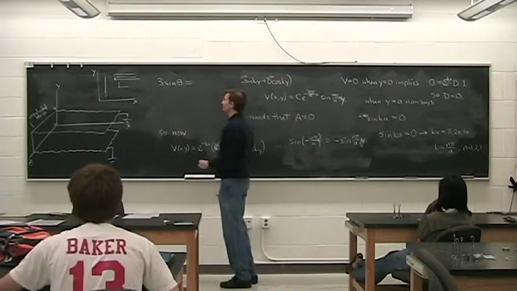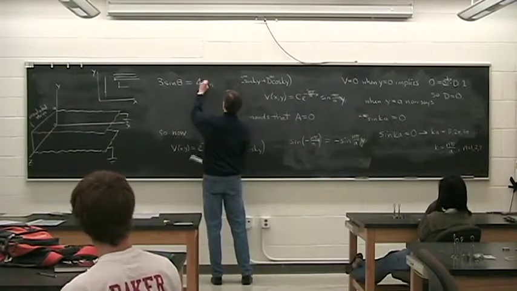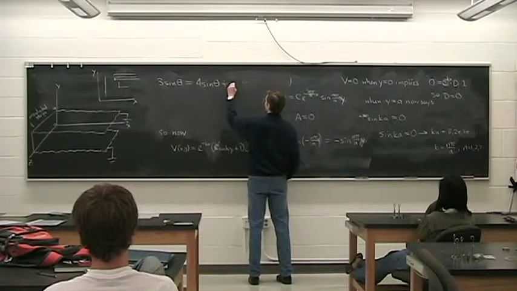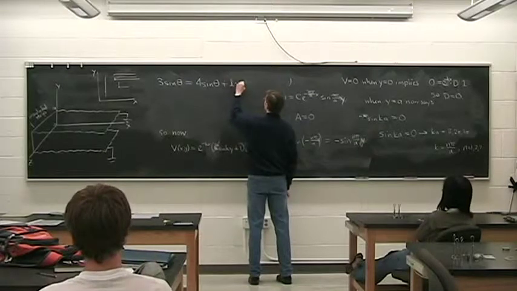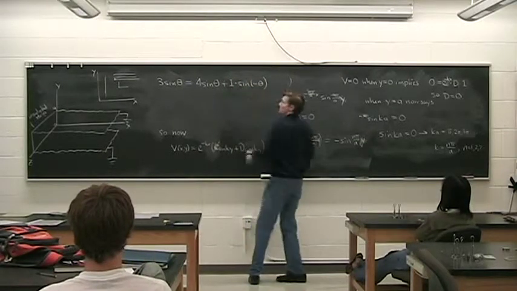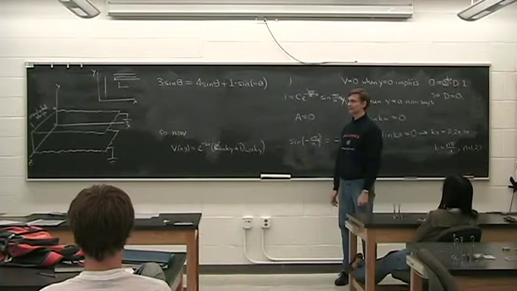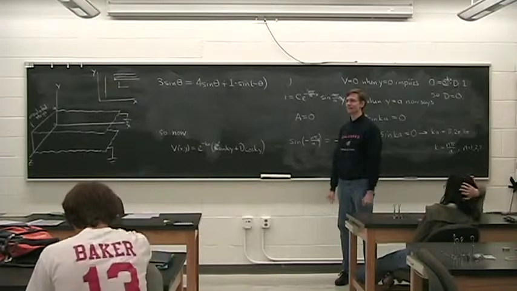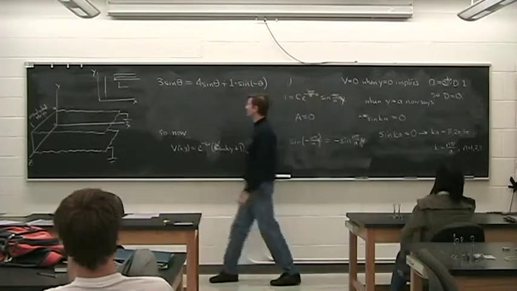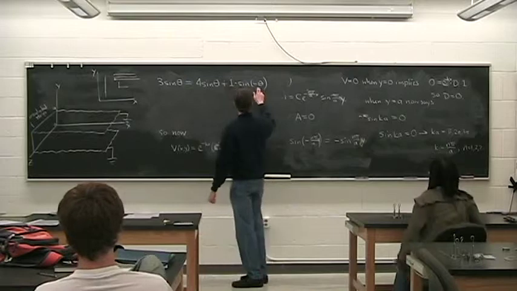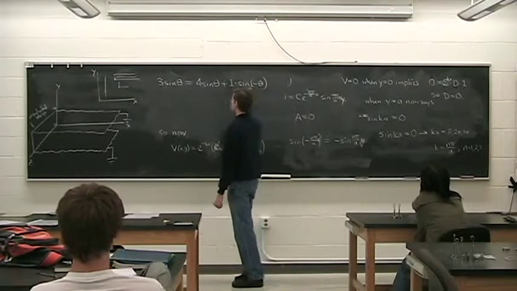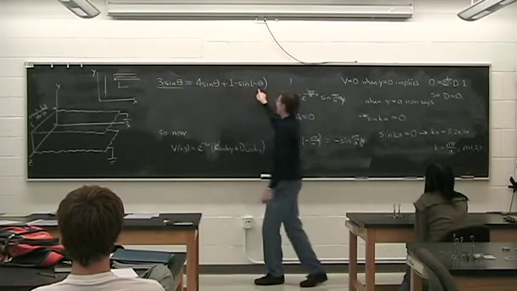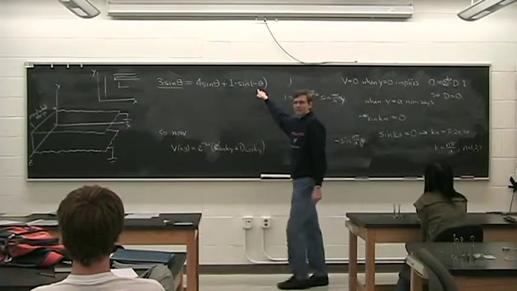Three sine theta is equal to 4 sine theta plus 1 times the sine of minus theta, right? Isn't that correct? So in other words, putting in the sine minus theta term isn't giving you anything new, because if I just wanted that, sure, I could break it up into a sine of theta and a sine of minus theta, but why would I do that?